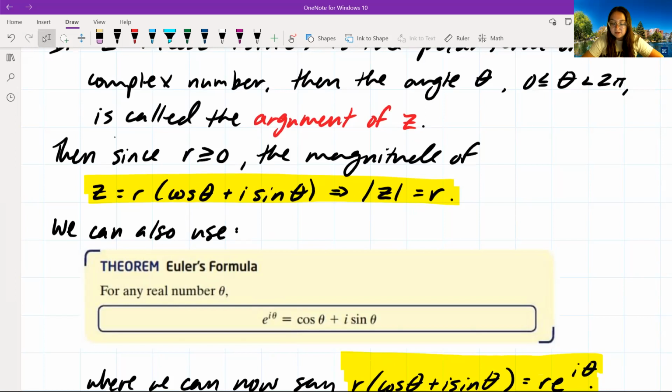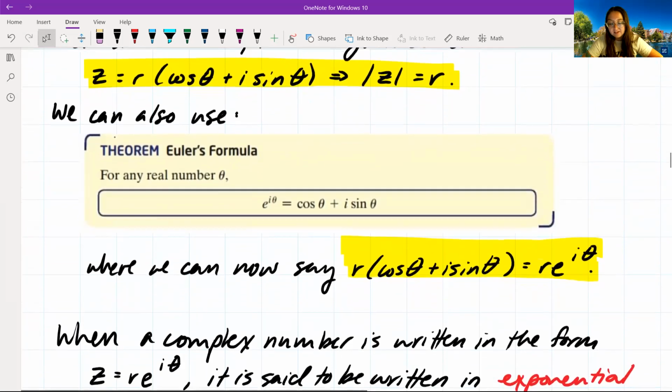We can also use Euler's formula. For any real number theta, e to the power of i times theta is equal to cosine of theta plus i times sine of theta, which means we can replace our cosine of theta plus i times sine of theta with e to the power of i times theta. So we can now say that r times cosine theta plus i times sine of theta is equal to r times e to the power of i times theta.